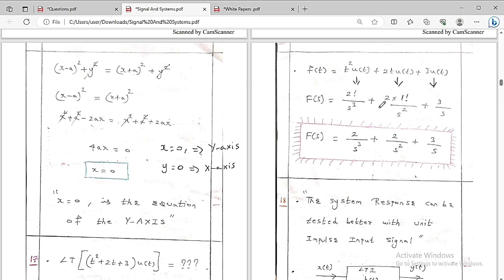If you simplify, what we are going to get: 2 factorial is 2 into 1, which is 2. So 2 by s square, plus 1 factorial is 1, so 2 into 1 is 2, so 2 by s square plus 3 by s. This is what we are going to get. So this is the correct solution of this question.